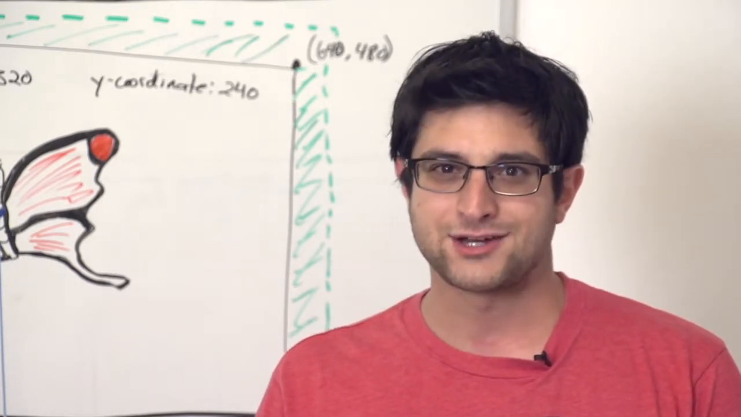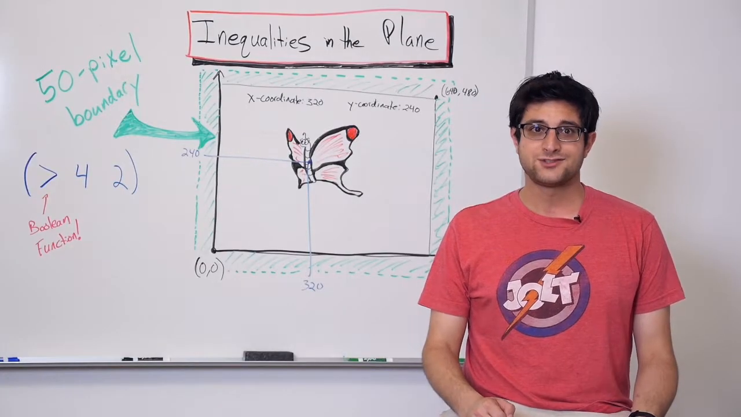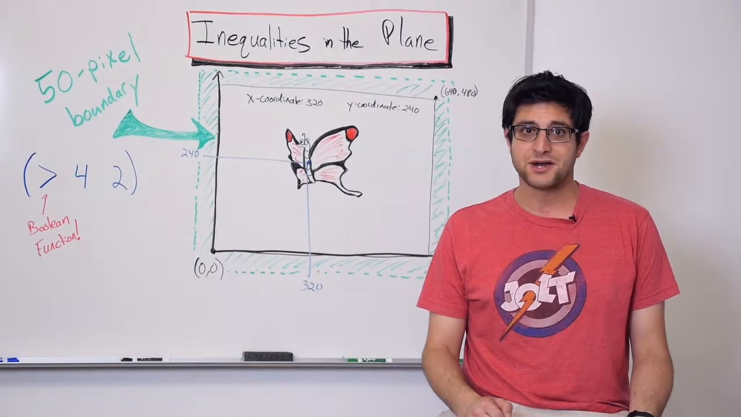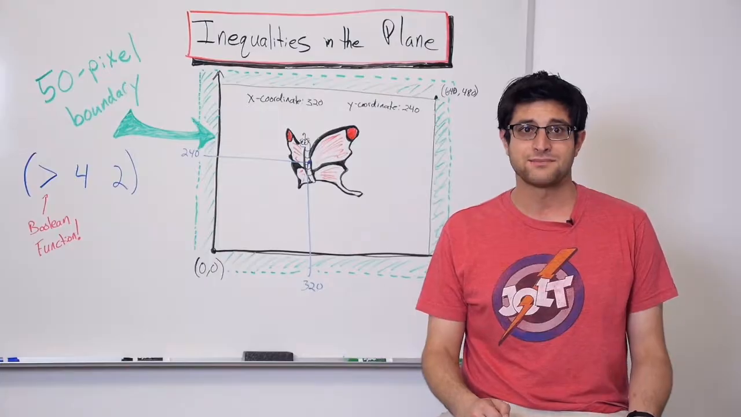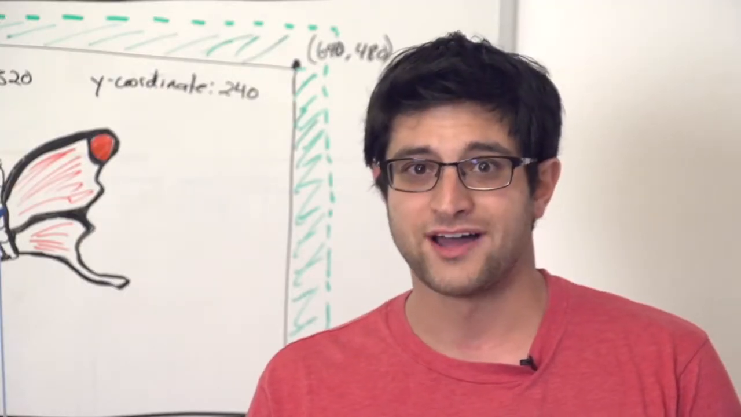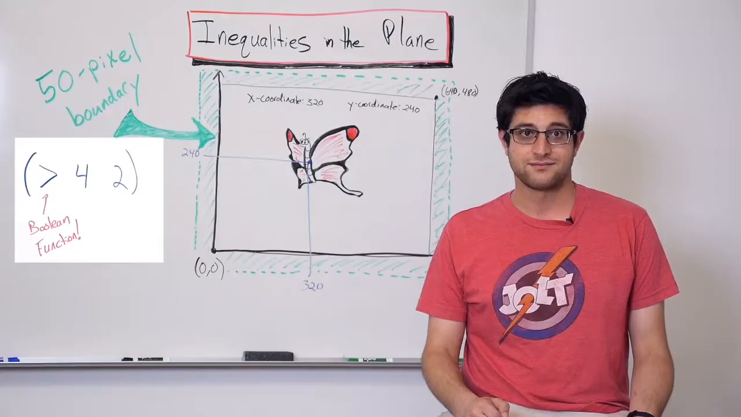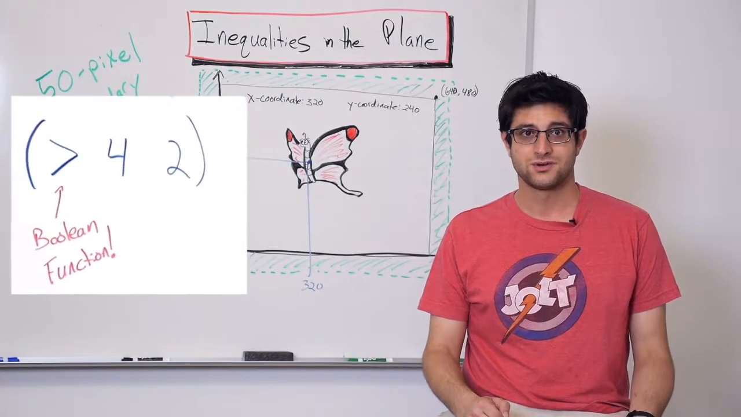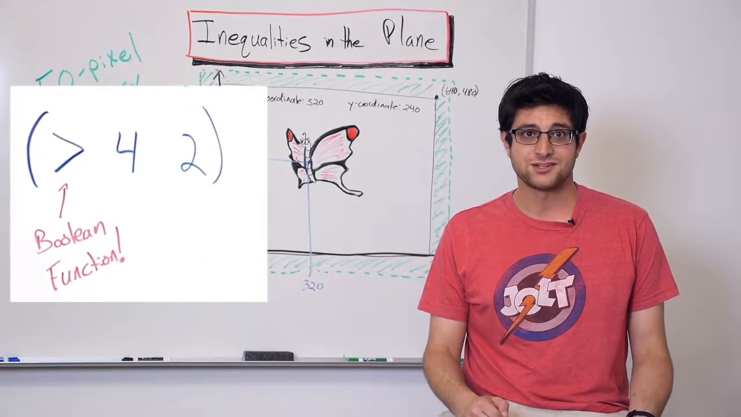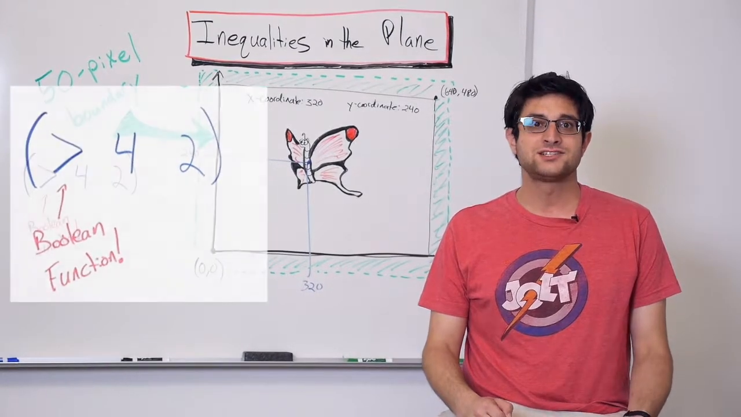The unit begins by asking students to convert a series of simple expressions into code and then evaluate them. 4 times 2, 5 minus 1, etc. Finally, students are shown a new expression, greater than 4, 2. What will this expression evaluate to? This expression evaluates to true.